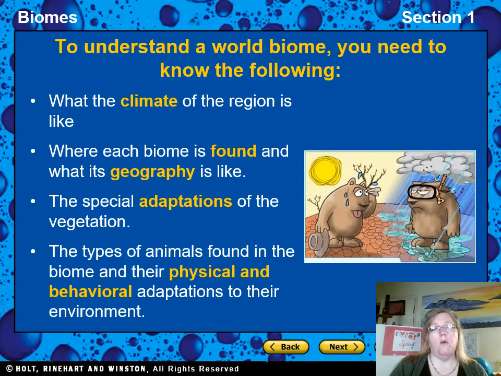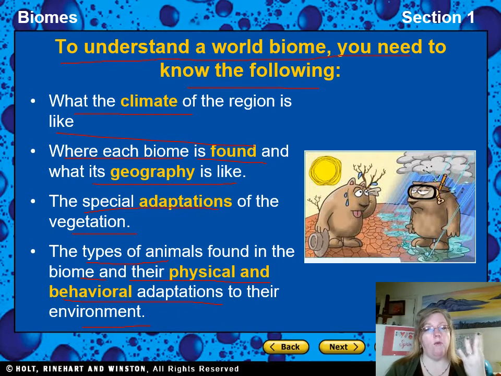All right. So to understand a world biome, you have to know the following. Okay, it's like a list. First, you need to know what the climate of that region is like. Second, you need to know where every biome is found and what its geography is like. Remember, geography is hills or mountains. Third, you need to know the special adaptations of the vegetation. How are they adapted to live in that place? And fourth, the types of animals that are found in that biome and their physical and behavioral adaptations to the environment. The plants are adapted to the environment, but so are the animals. That's 3 and 4.